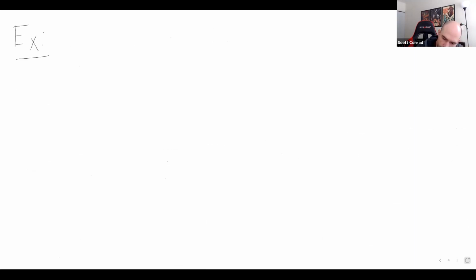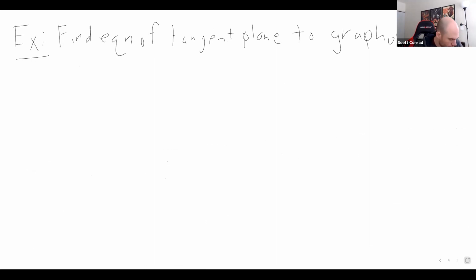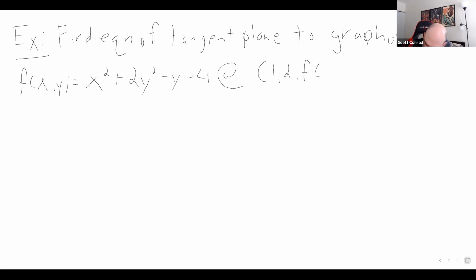So for example, let's find the equation of the tangent plane to the graph of the function x squared plus 2y squared minus y minus 4 at the point 1, 2, f of 1, 2.